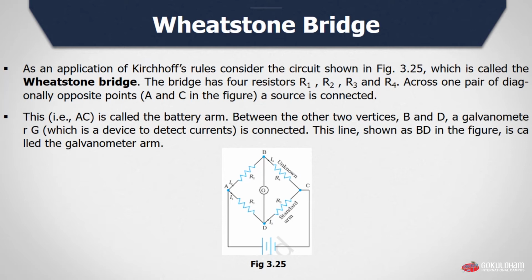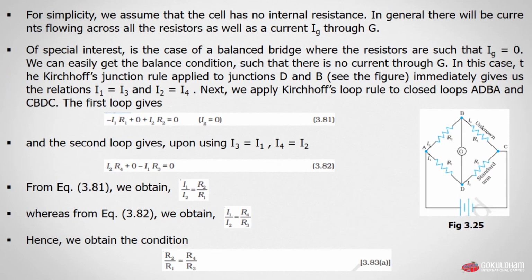Between two vertices B and D, a galvanometer is connected. This line, shown as BD in the figure, is called the galvanometer arm. It means the BD line is the arm of the galvanometer G in figure 3.25. For simplicity, we assume that the cell has no internal resistance.